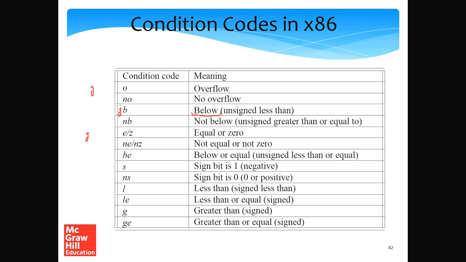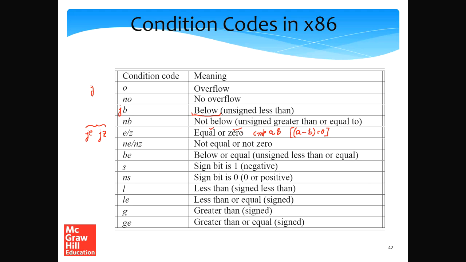Then we have two conditions, E and Z, which are actually the same condition, so they can be used interchangeably. JE and JZ mean that the last flag setting instruction should have resulted in an equality. Recall how we check for equality. When two values A and B are being compared, the processor subtracts B from A, computing A minus B. If A minus B is equal to 0, it means that A is equal to B. So equal or zero is sort of the same condition.